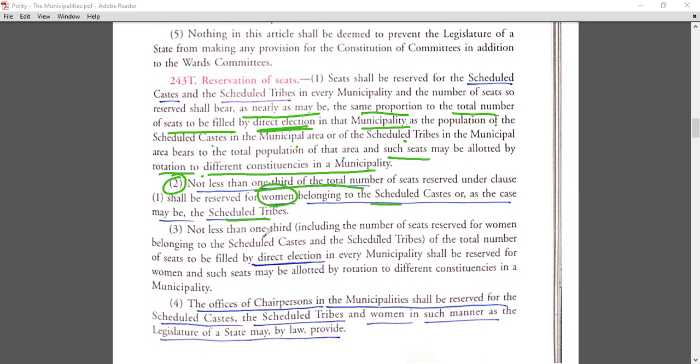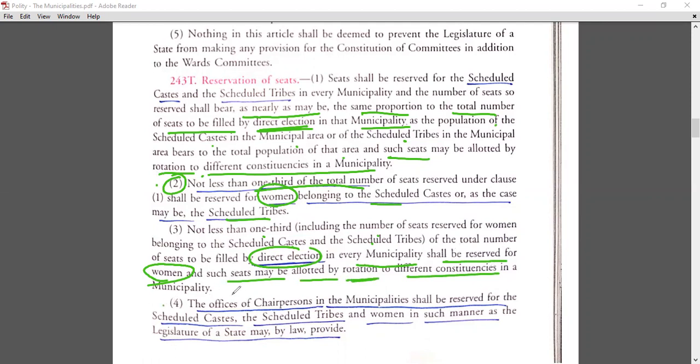Now not less than 1/3, including the number of seats reserved for women belonging to SC and ST, of the total seats have to be filled by, again, direct elections. Here clause number 2 says, okay, 1/3 should be given to them. Now the same 1/3 should be filled by direct elections in every municipality, shall be reserved for women, and such seats shall be allotted by rotation to different constituencies in the municipality.